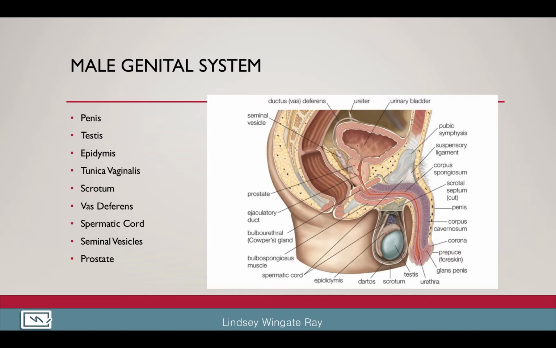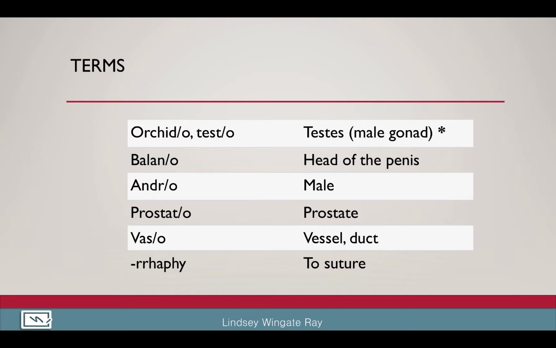Next is the male genital system, and this is grouped with the urinary system because it is a relatively short system. You need to study the anatomy of the male genital system. You have the penis, testes, epididymis, tunica vaginalis, scrotum, vas deferens, spermatic cord, seminal vessels, and the prostate. The terms you need to write down are orchid and testo for testes, balano for head of penis, andro for male, prostate for prostate, and vaso for vessel. Raphy is to suture, like we've learned.